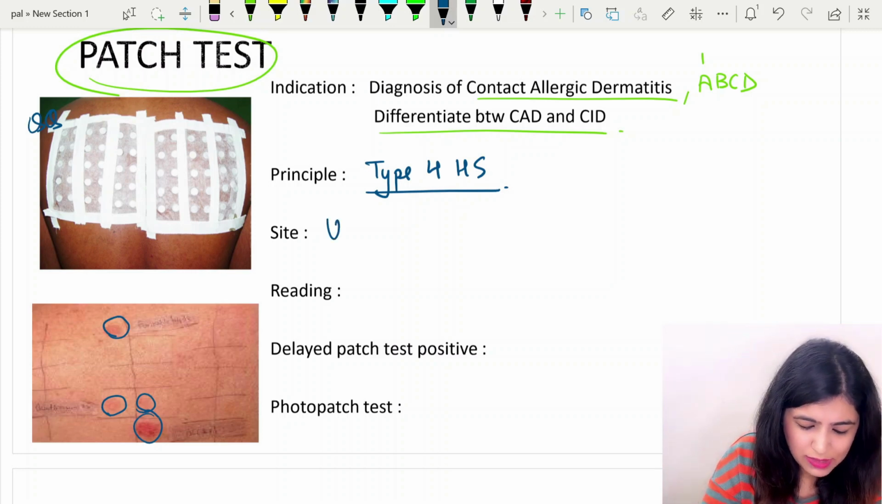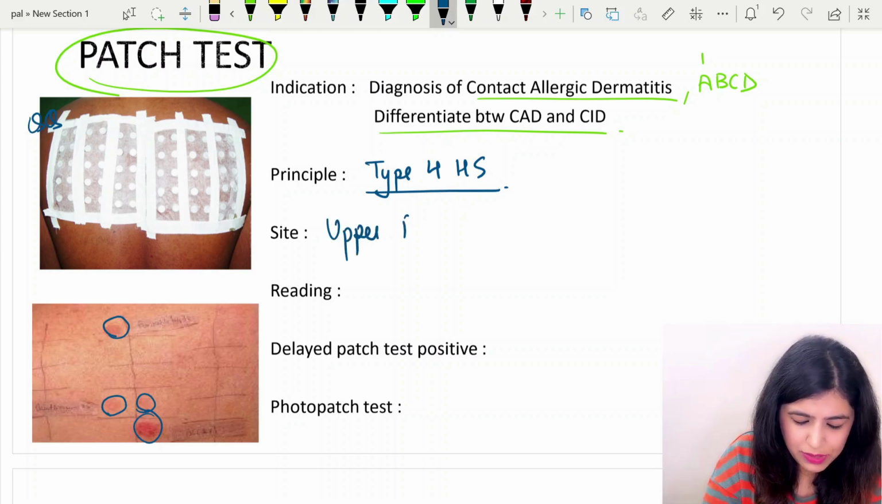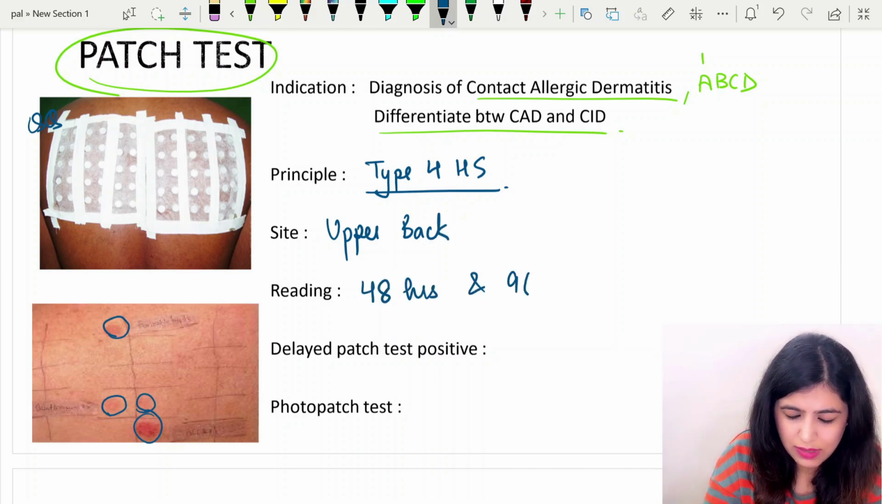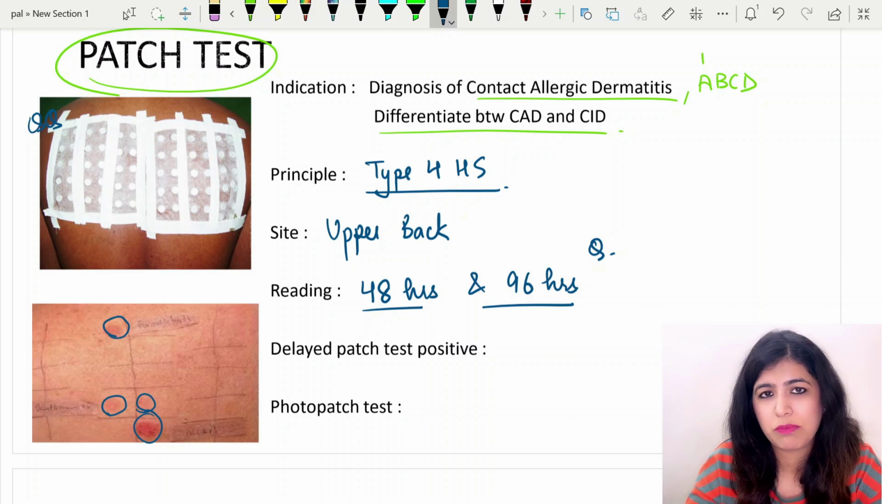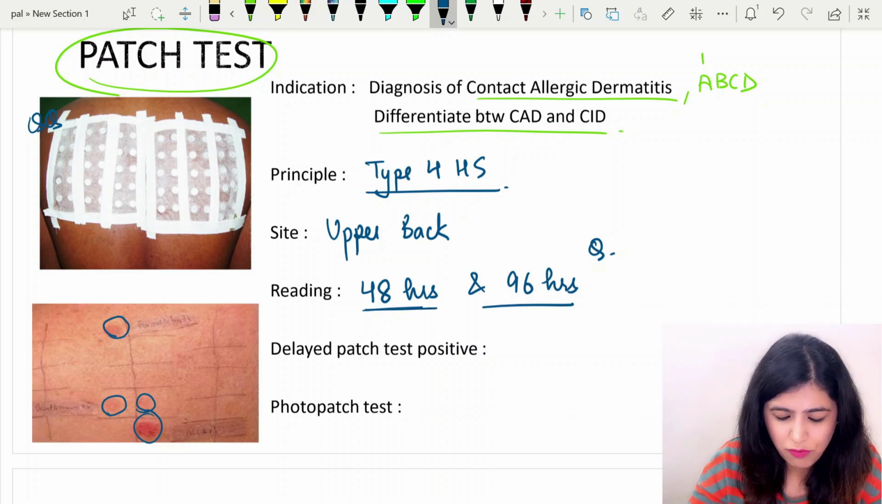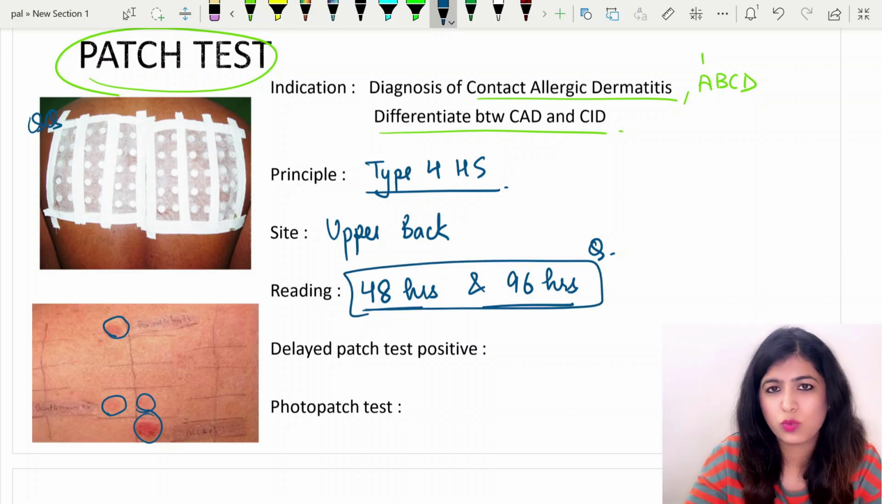So what is the site? I just mentioned upper back. The reading is taken once at 48 hours and then at 96 hours. This was a question asked in the AIIMS exam last year, November 2019. 48 hours and 96 hours, this was one option.